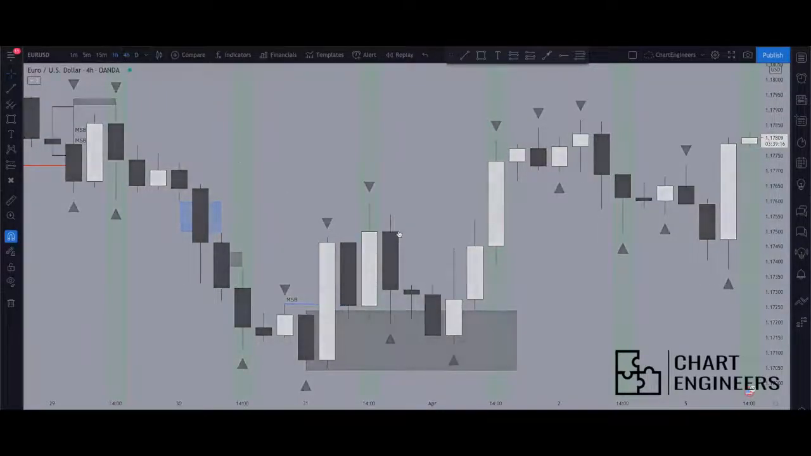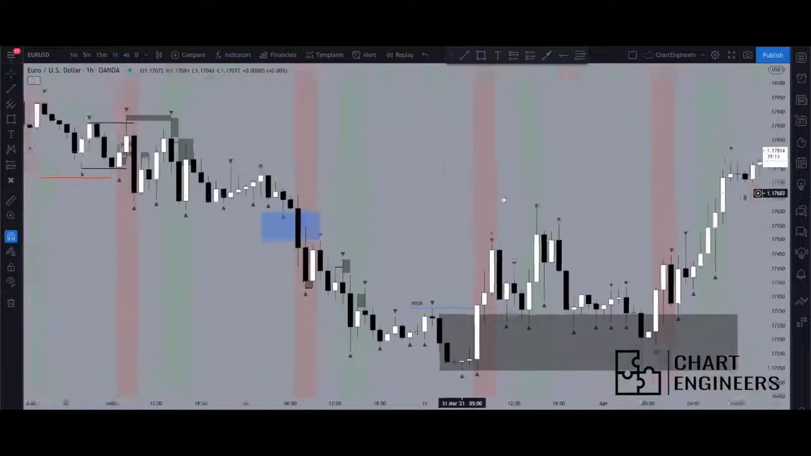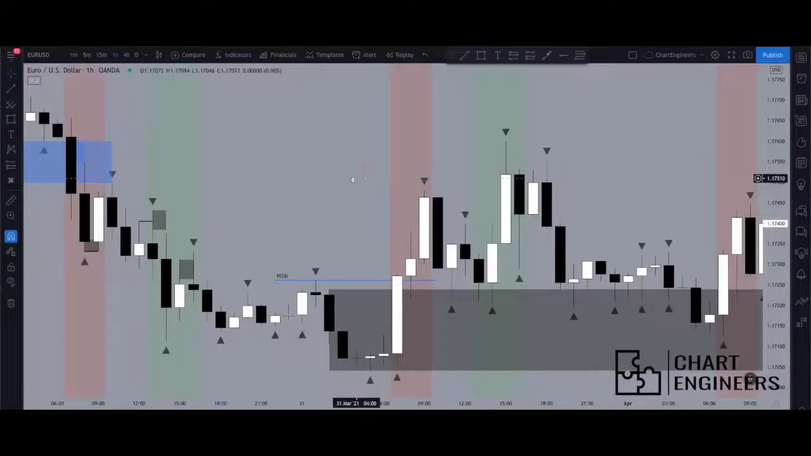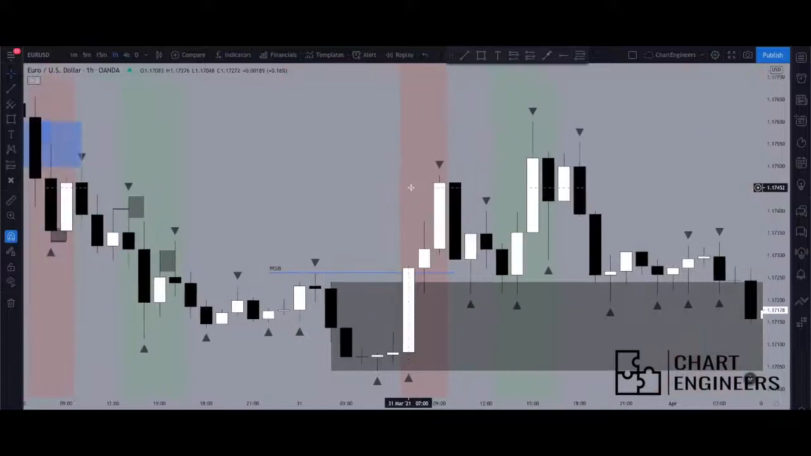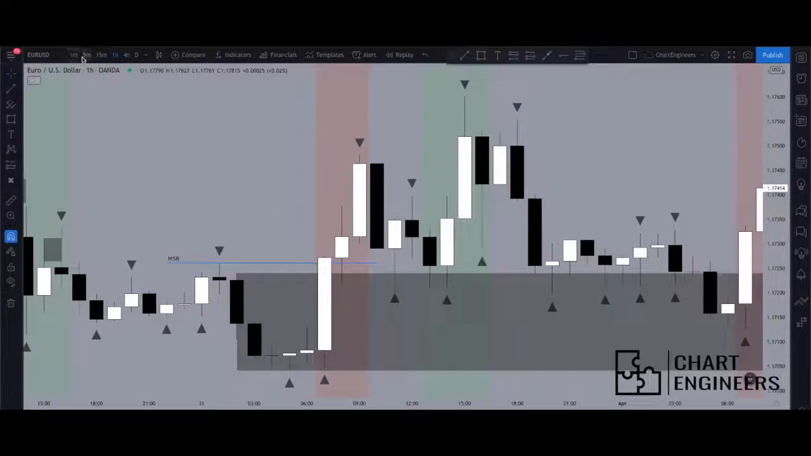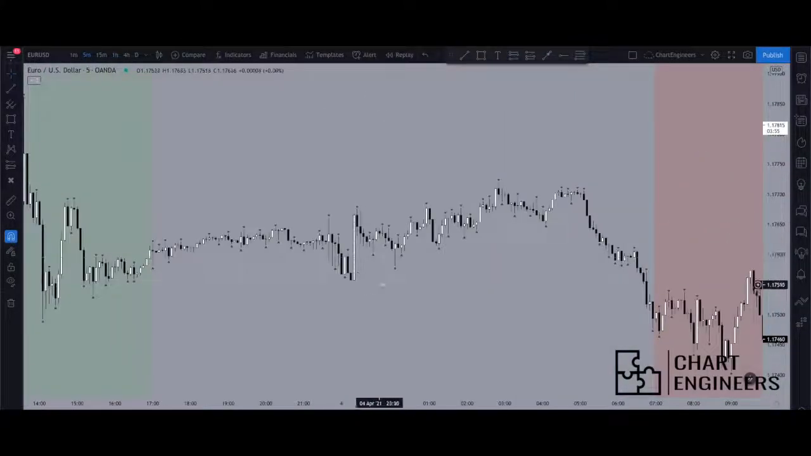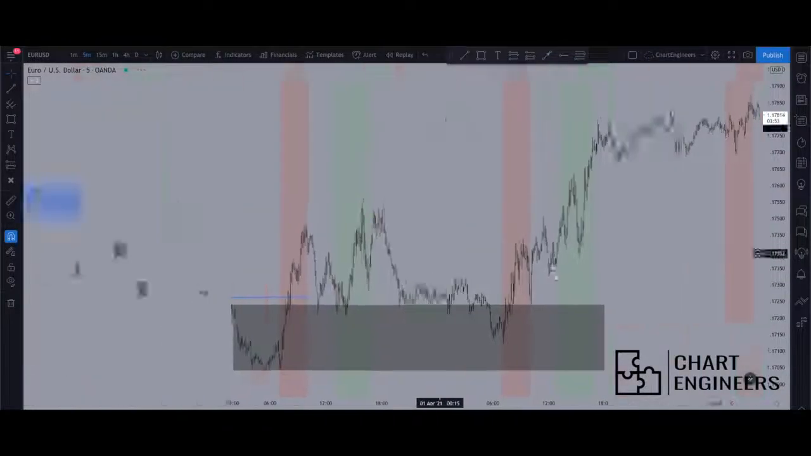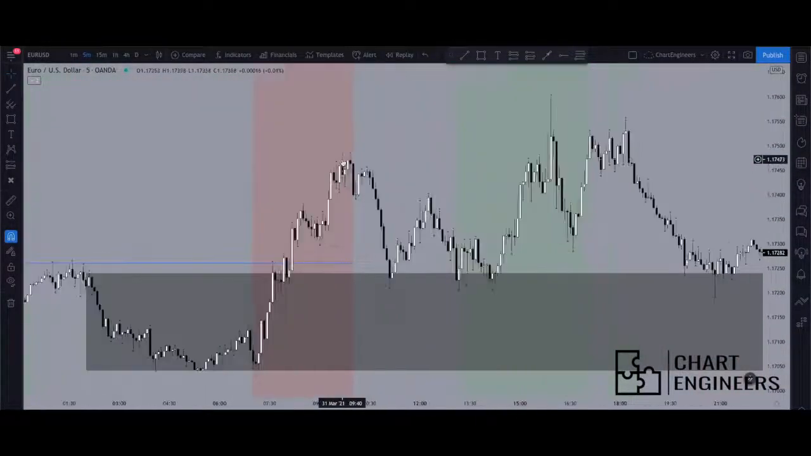So then move on to your H1 time frame. And you see on the H1 we also get a market structure break over here at the 7 AM candle. So at 8 AM we actually get the structure break. So we can go to our 5-minute time frame and look for any liquidity raids.